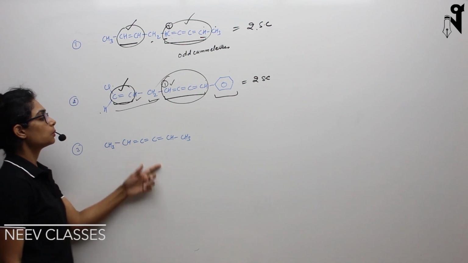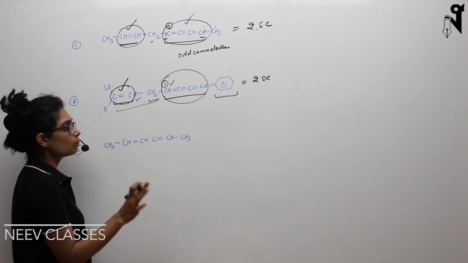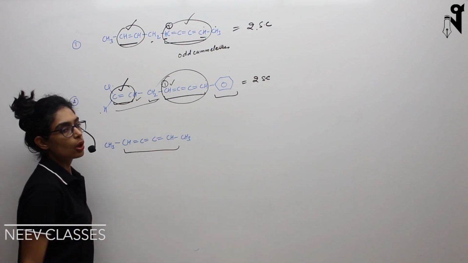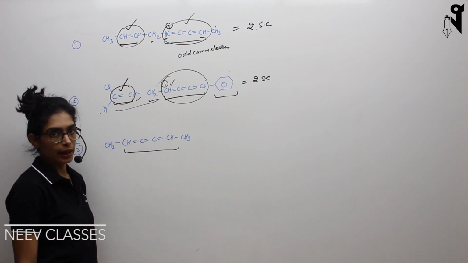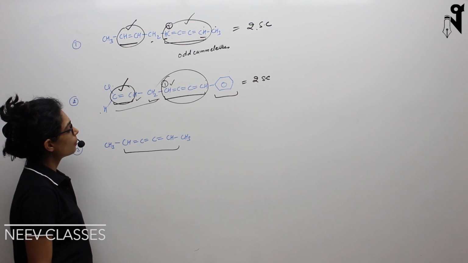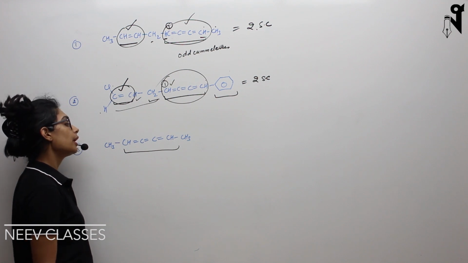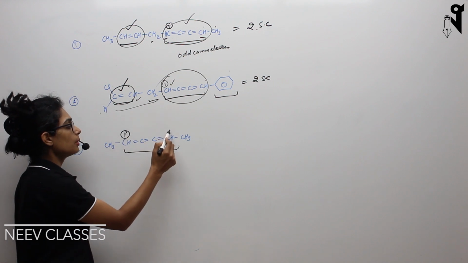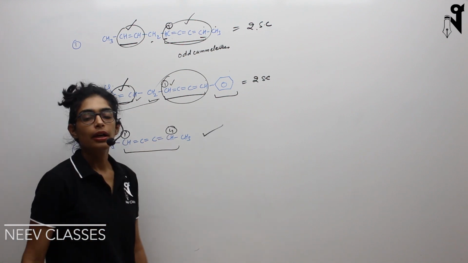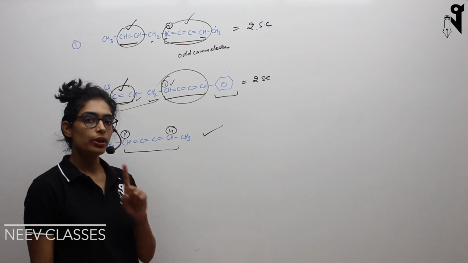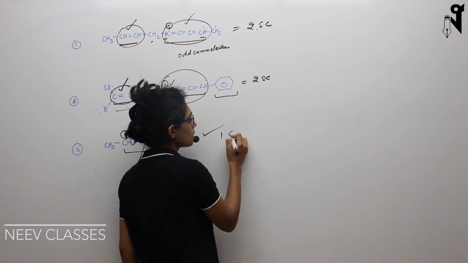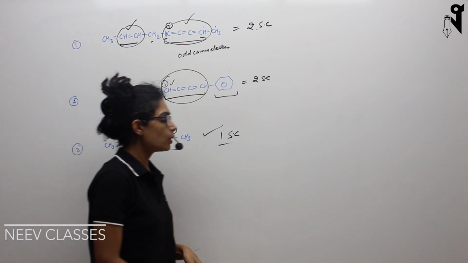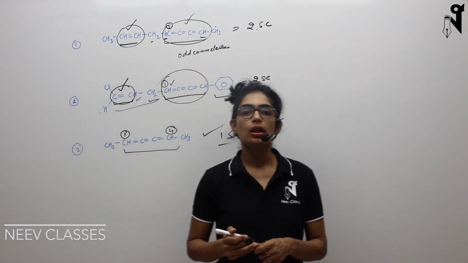Look at the third one. The third one seems like only a cumulene structure. So this has 1, 2, 3, again an odd number of pi bonds. So it is an odd cumulene, and it has two different groups present on the first carbon and the last carbon. So it will show GI, and it has only one stereo center. One stereo center. Okay, now one thing you have to understand is, we have done cumulenes.